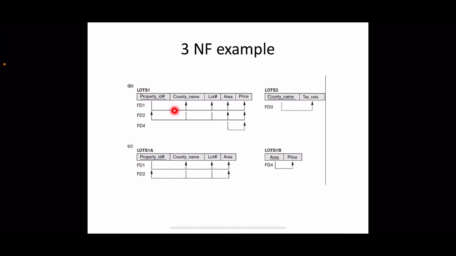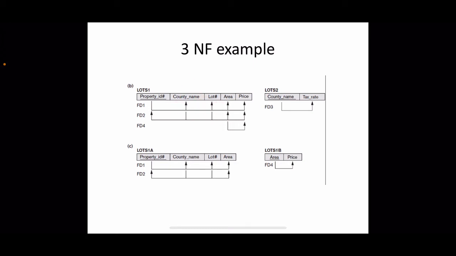And what about this lots 1? We have a functional dependency: area determines price. Neither is area a super key, nor is price a prime attribute. So this violates our third normal form condition, right? So this table is not in third normal form. We have to decompose this table to satisfy that condition also.